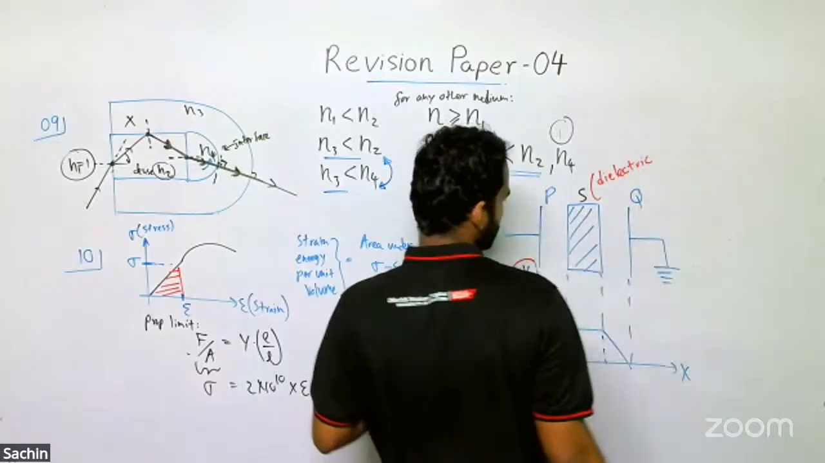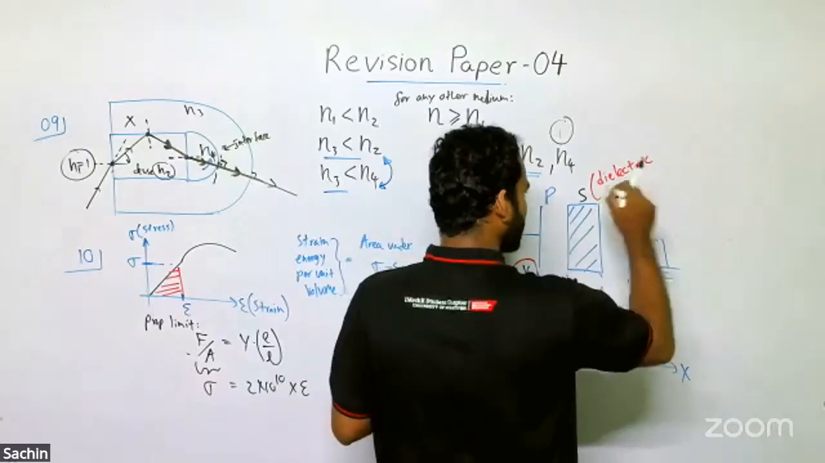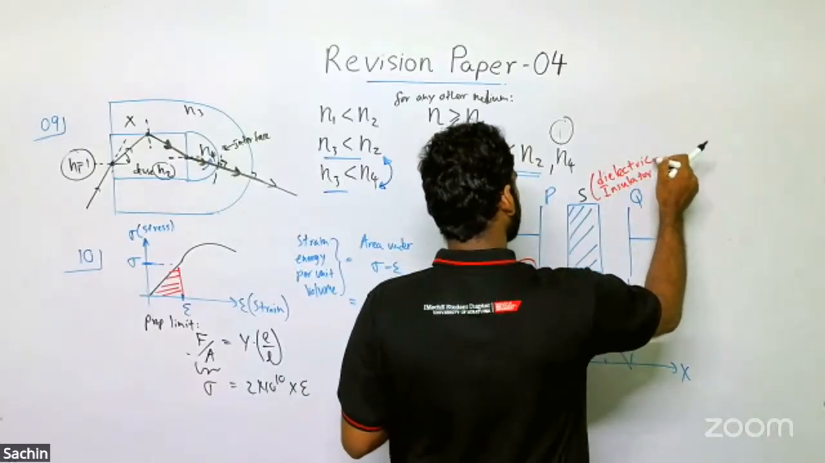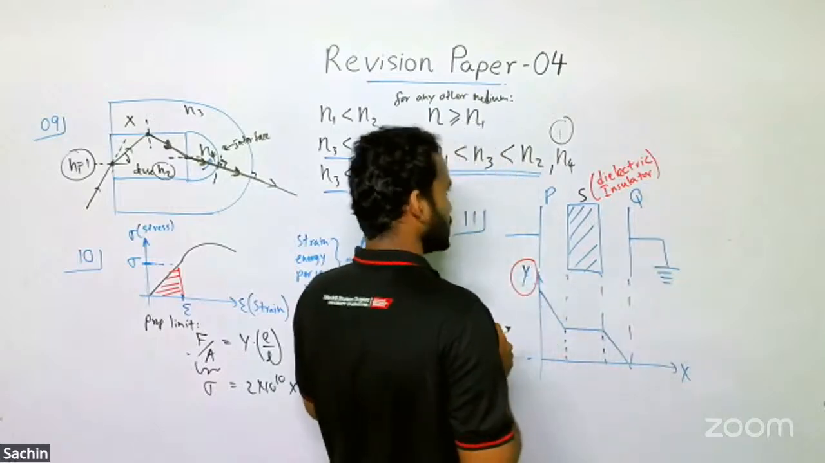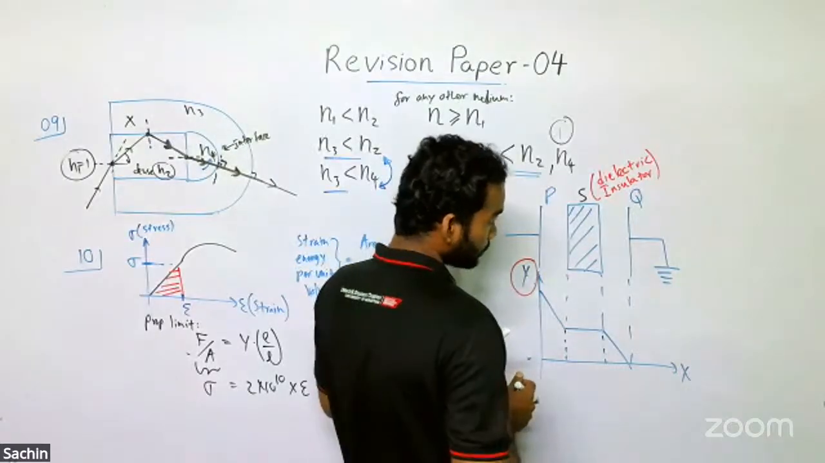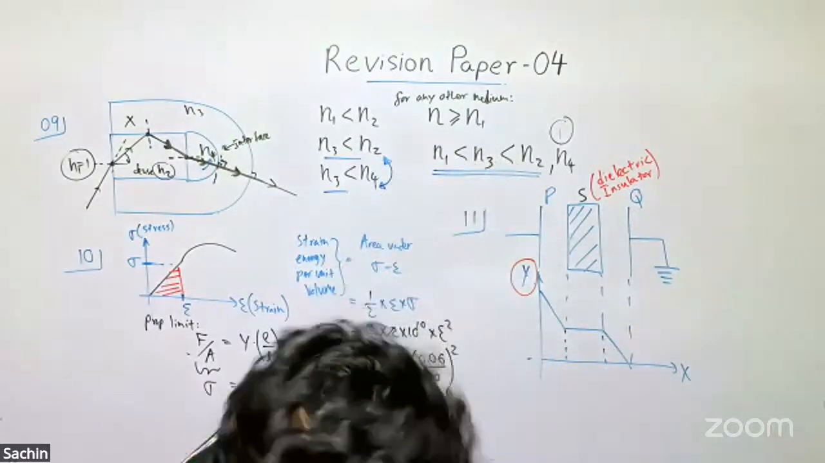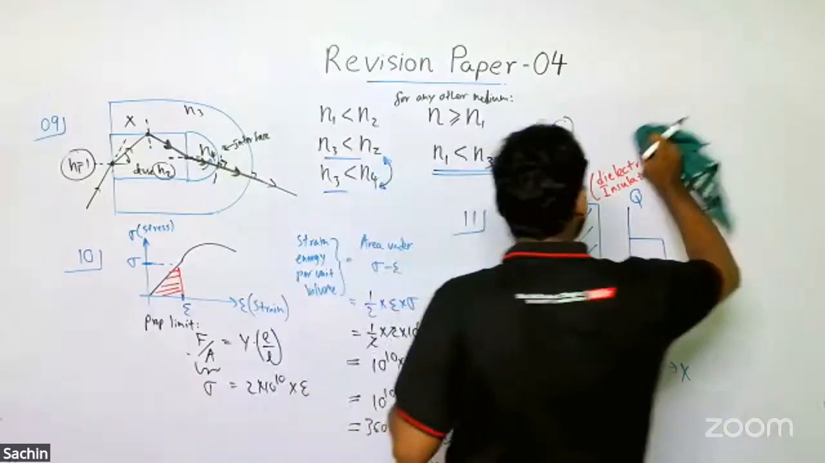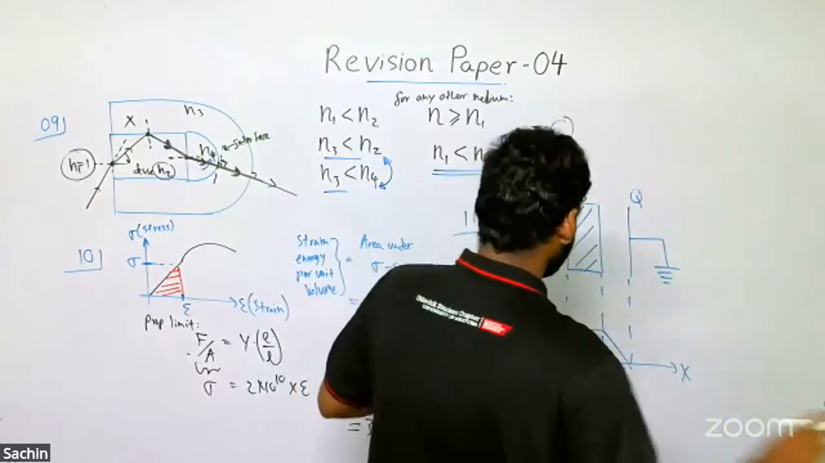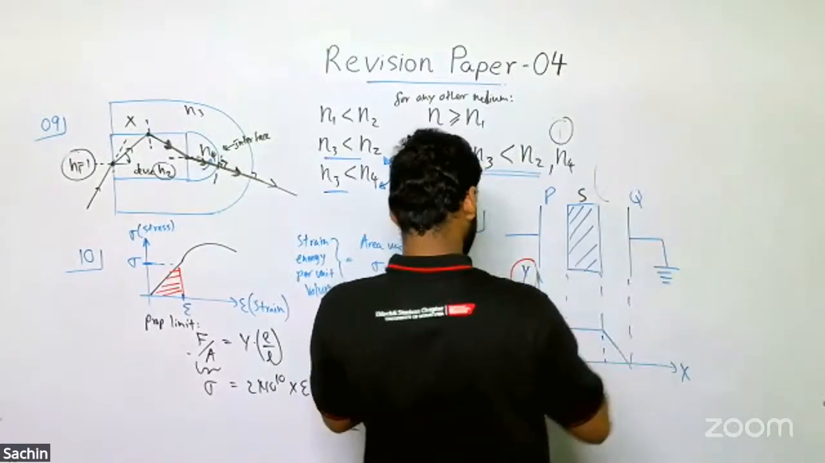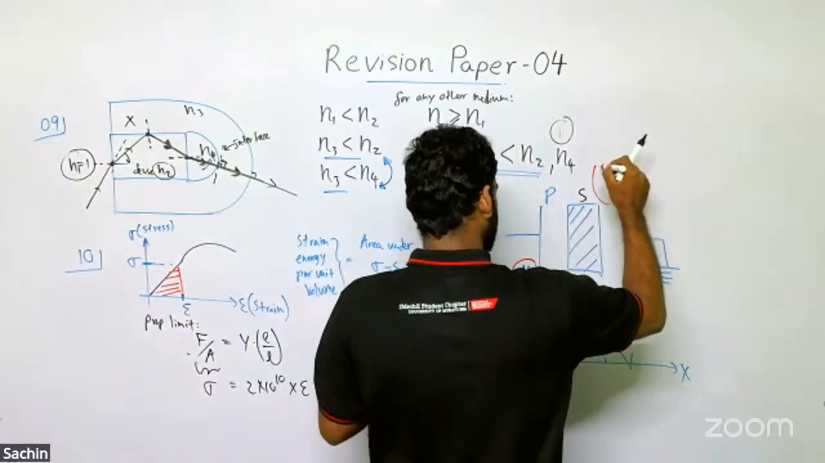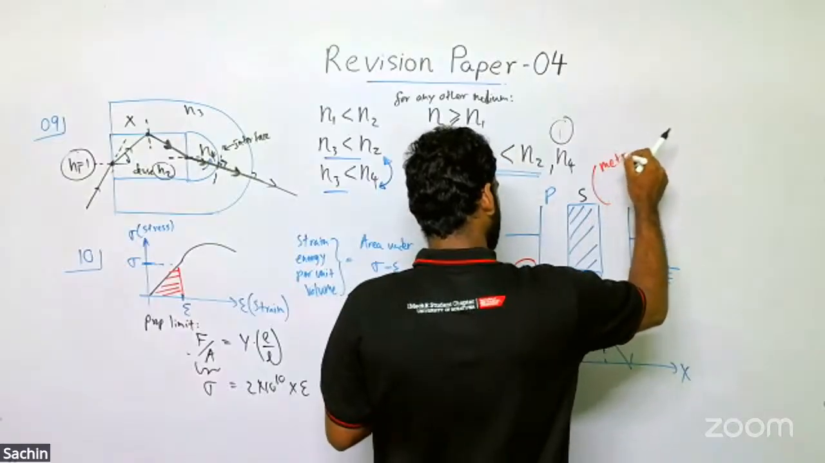When you introduce some dielectric material, dielectric material means an insulator. Dielectric material is always an insulator. So S should be an insulator. Sorry, I just mixed it up. Yeah, S should be a metal. Okay, right. So this S should be a metal.